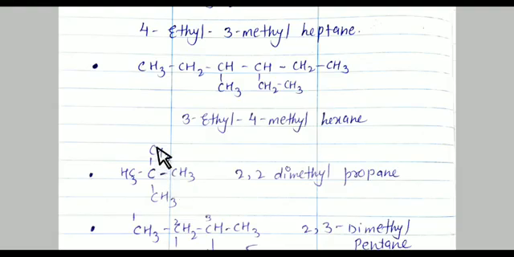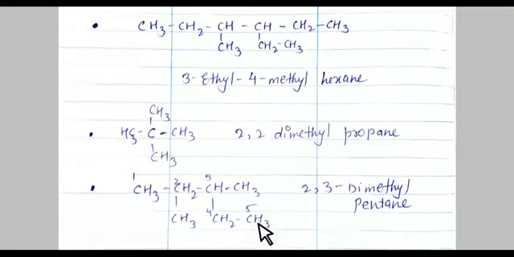So I am numbering 1, 2, 3. The second carbon contains 2 methyl groups, so you have to show it with a comma, meaning 2,2. Why? On the second carbon, one CH3 is here and another CH3 is here. So there are 2 methyl groups, meaning dimethyl, and 3 carbons in the chain means propane. So 2,2-dimethylpropane.